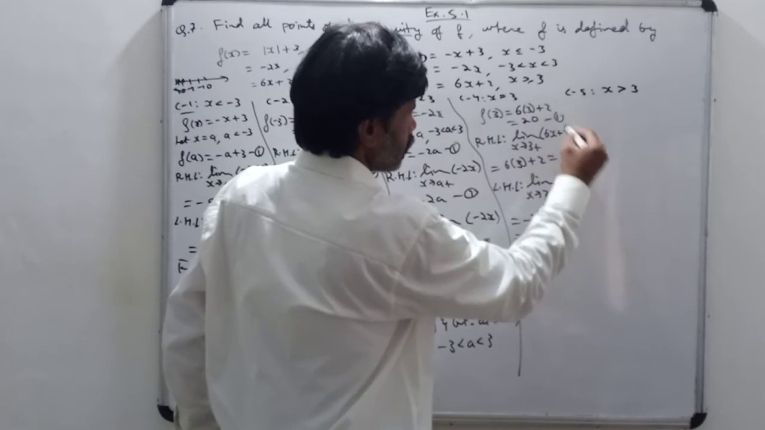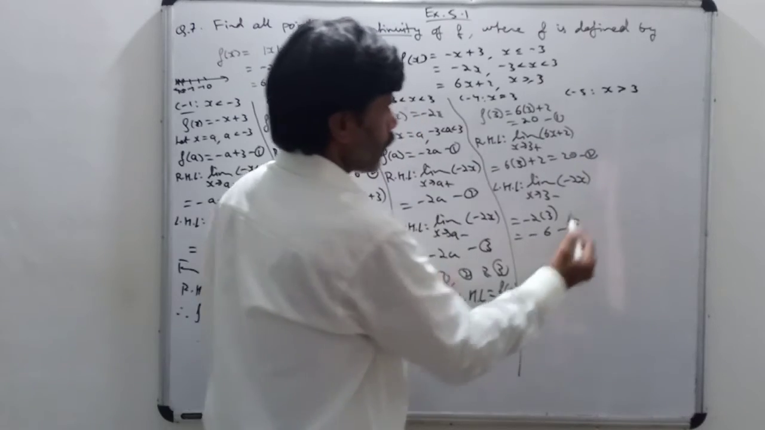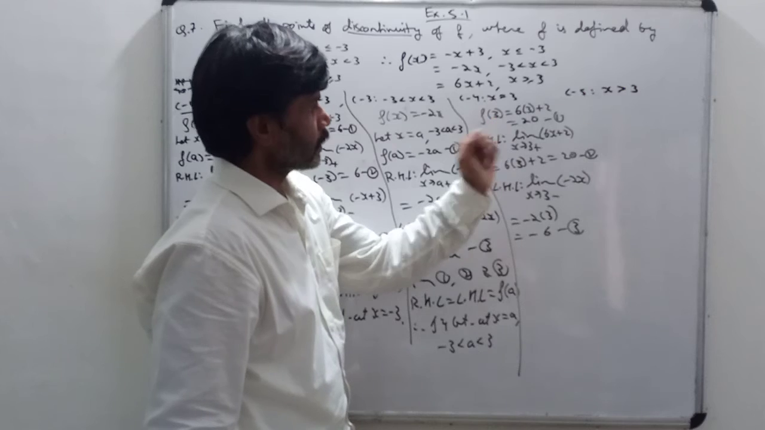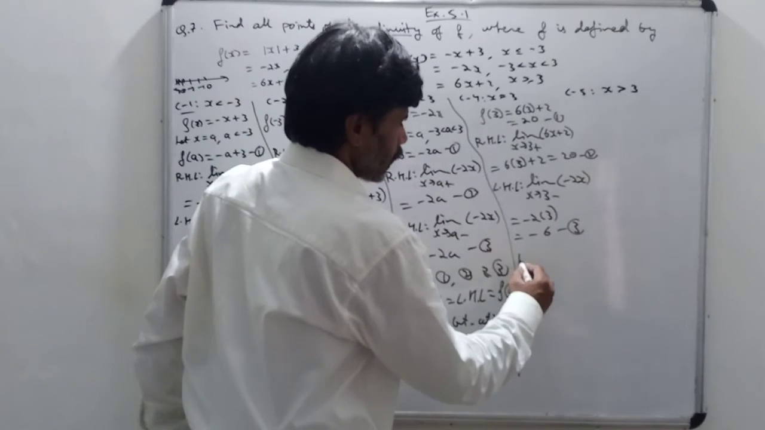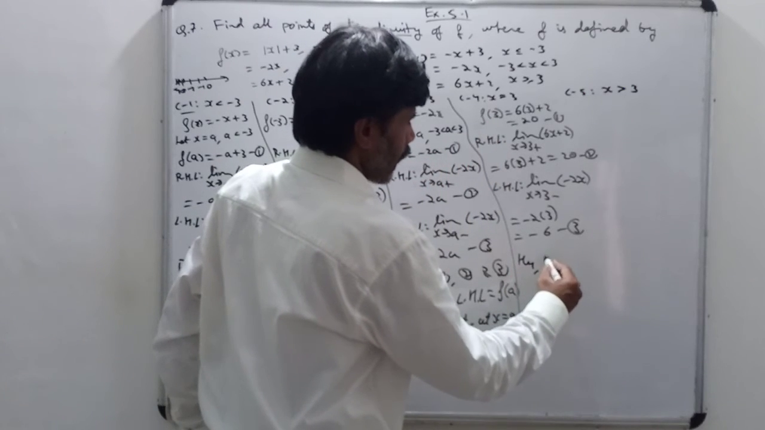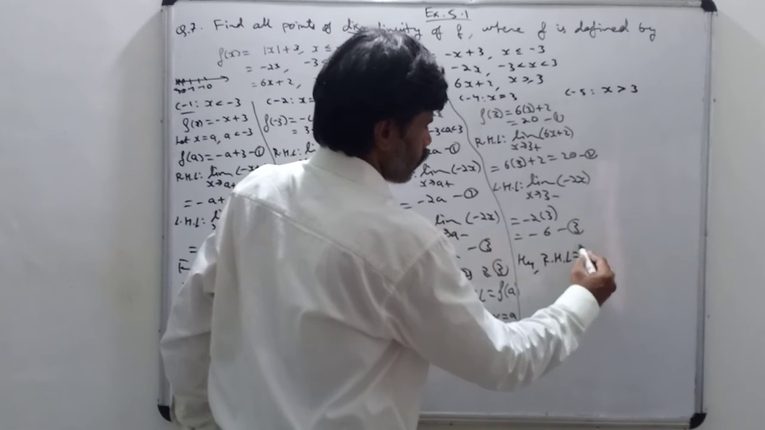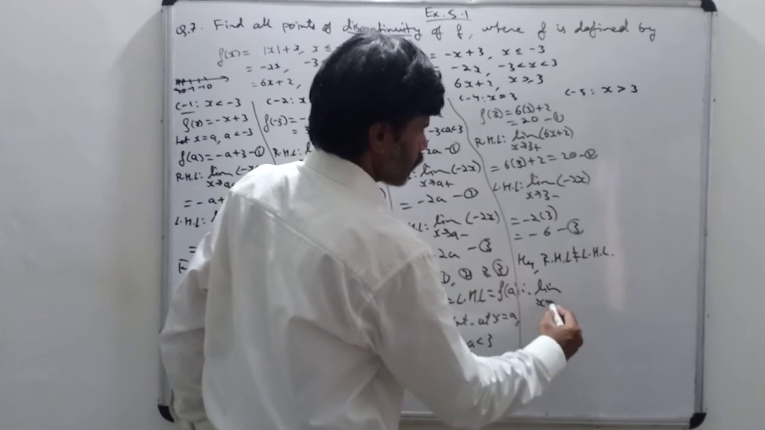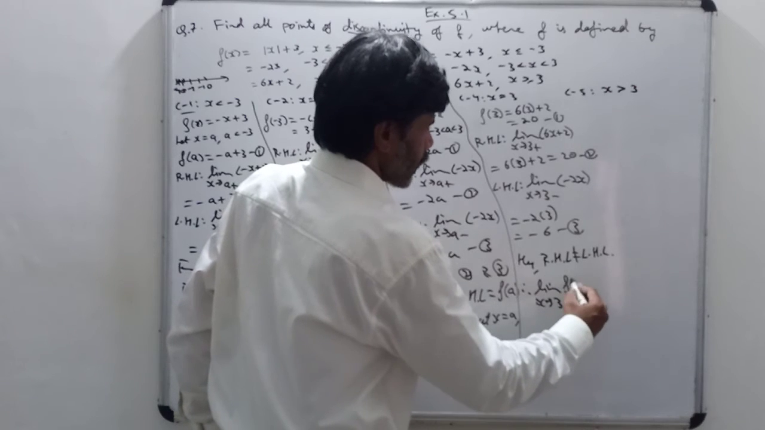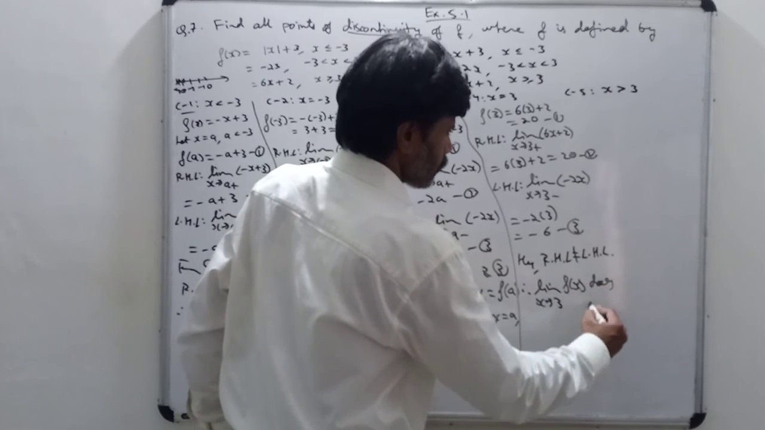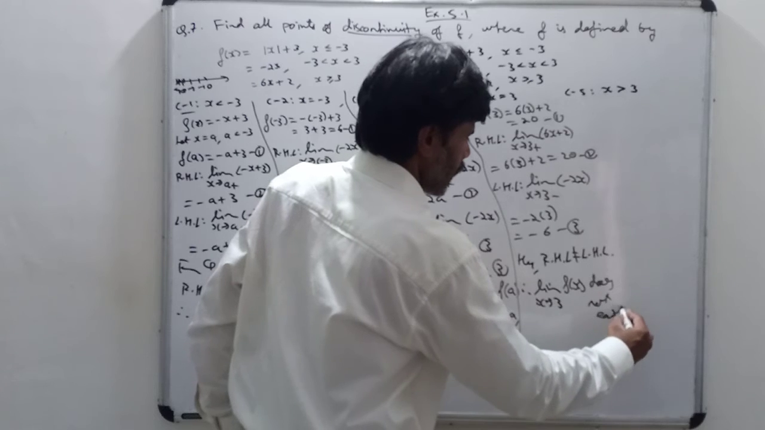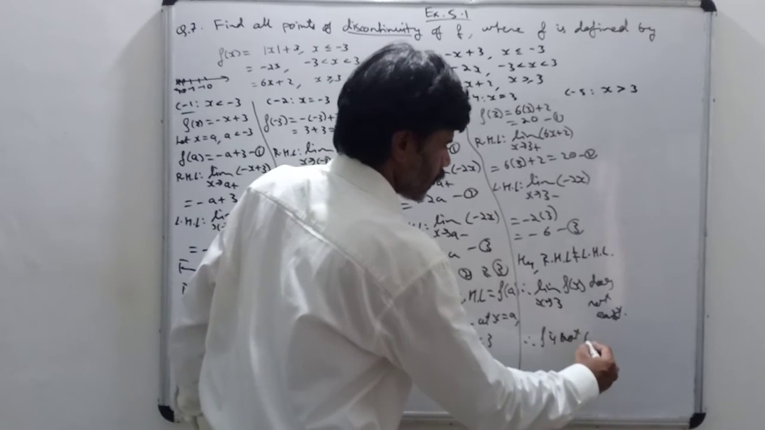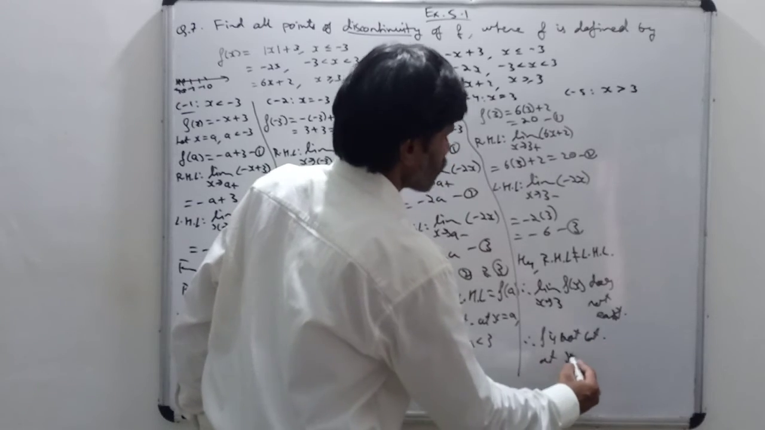Give it result number 1, 2 and 3. From 1, 2 and 3, what you observed? RHL is not equal to LHL and is not equal to the value of the function. So here you say RHL is not equal to LHL. Therefore the limit x tends to 3 of f(x) does not exist. As the limit does not exist, the function is not continuous. Therefore the function is not continuous at x = 3.